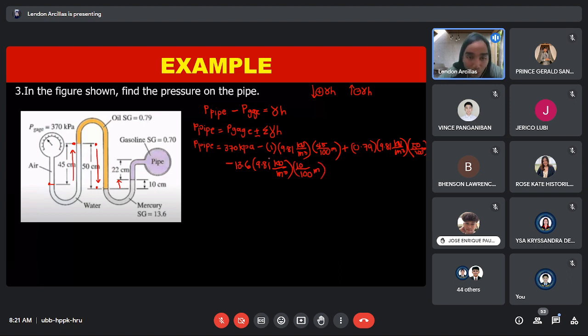Okay, next. Last one is from the first point of gasoline to the end point of gasoline, this one. We go up again from this point, so magsasubtract ulit tayo. The specific weight of gasoline is the SG of gasoline, 0.70 times 9.81 kilonewton per cubic meter, times the difference, 22 centimeter divided by 100. So P pipe is equal to, if you solve that, makukuha mo yung 354.608 kilopascal.